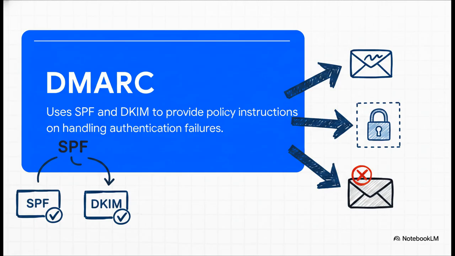And finally, we have DMARC. This is the big one that ties the whole shebang together. DMARC takes the results from your SPF and DKIM checks and hands very strict, explicit instructions to the receiving server. It essentially says, hey, if this email fails SPF or DKIM, here's exactly what I want you to do with it. You can tell it to do nothing, quarantine it, or just reject it outright.